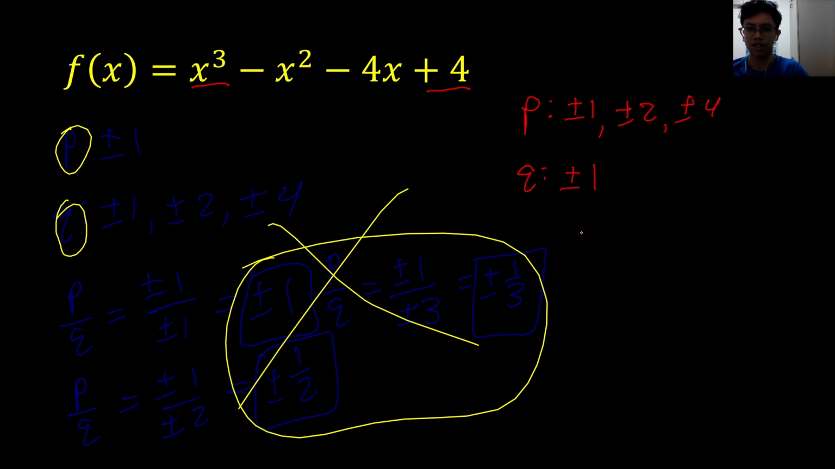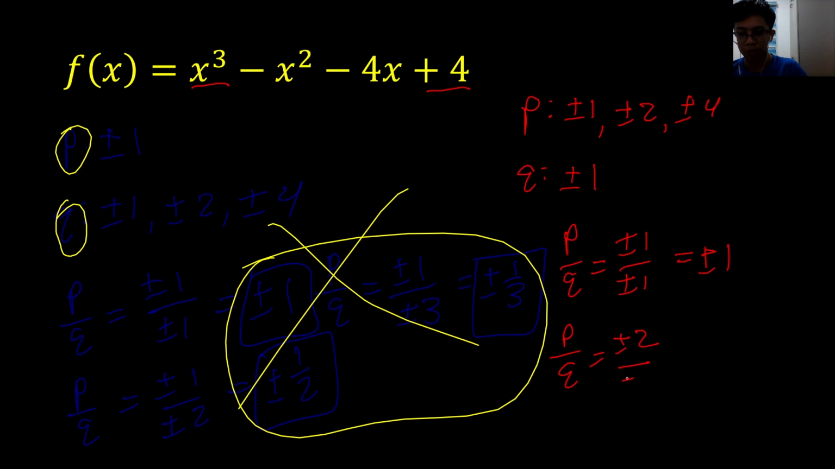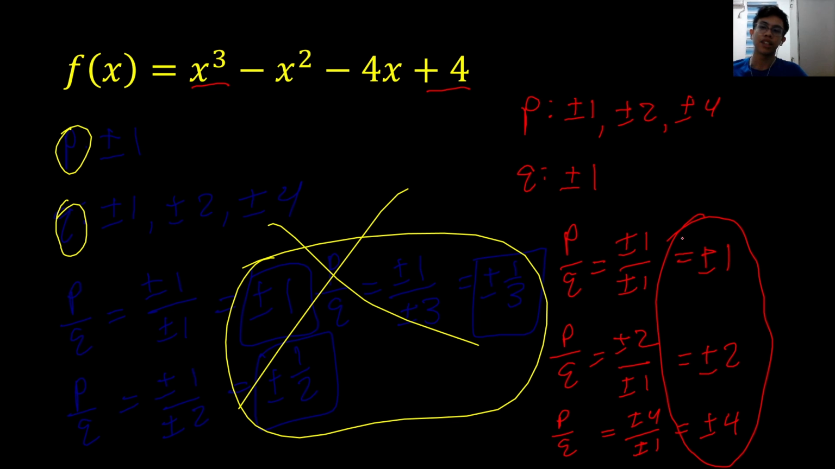As for the solving part, it's straightforward. P over Q equals plus minus 1 divided by plus minus 1. It equals plus minus 1. Also here, plus minus 2 divided by plus minus 1 equals plus minus 2. And same here, plus minus 4 divided by plus minus 1 is equal to plus minus 4. So these are the right possible rational roots of this polynomial function and not this one. So please keep this in mind.